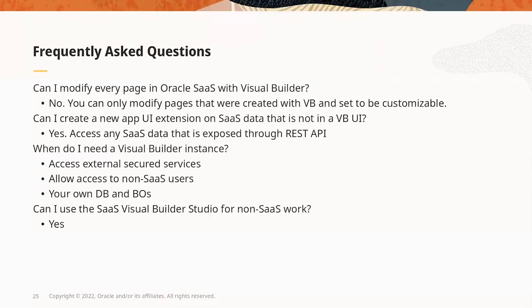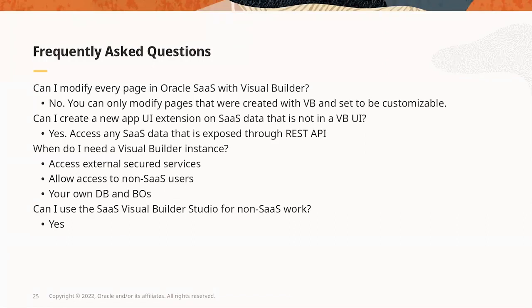All right, when do I need a standalone VB instance? When you're trying to access externally secured services that are using the more advanced security, that's one time. When you want to allow non-SaaS users to access your application, whether that's internal or external. And if you have a separate database and you want to use a standalone database that's outside of what's built in, that would be another time. There are videos on our YouTube channel showing how to do a bunch of this stuff.